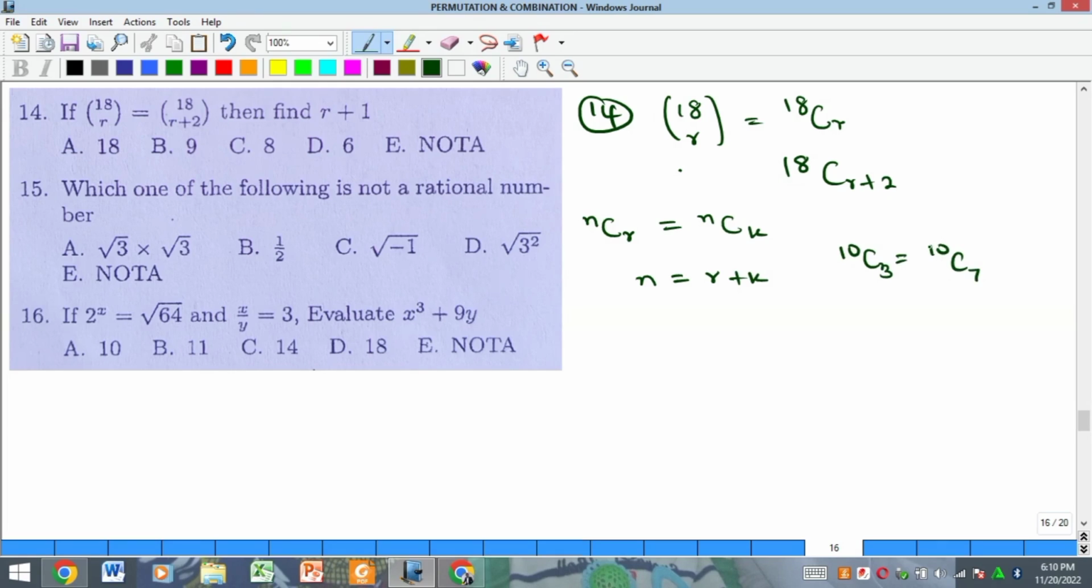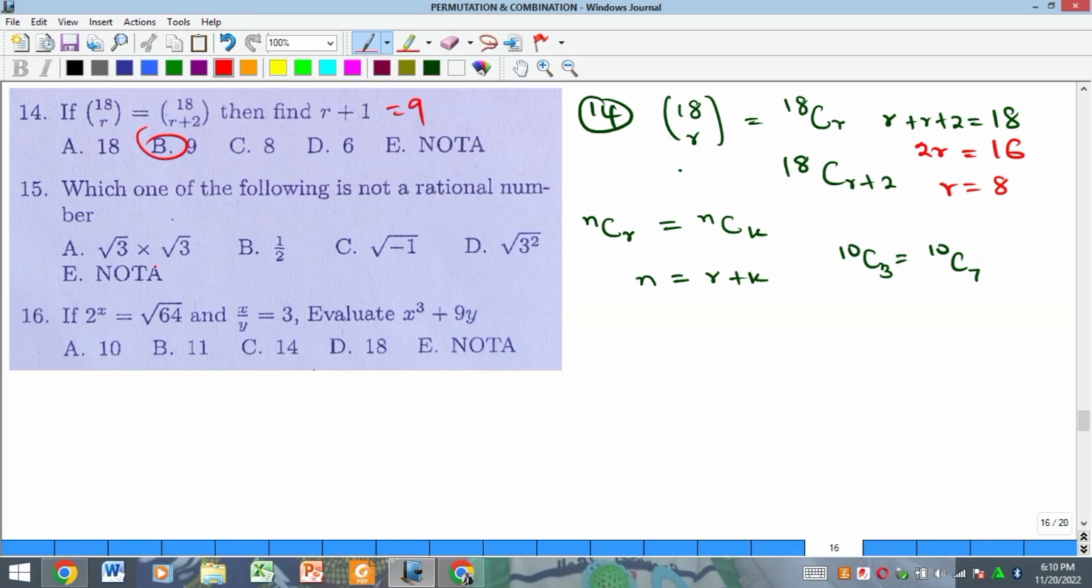So if we use that rule here, what it means is that our R, if we sum these two, R plus 2, it must be equal to the N, which is 18. And then solving from there, this is going to give us 2R is equal to 18 minus 2, which is 16. Therefore, our R is 8. Now, but the question says we should find R plus 1, which is equal to 9. And that's option B. Now, this one says, which one of the following is not a rational number?